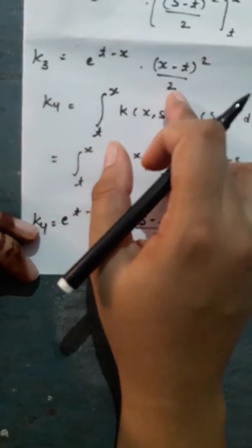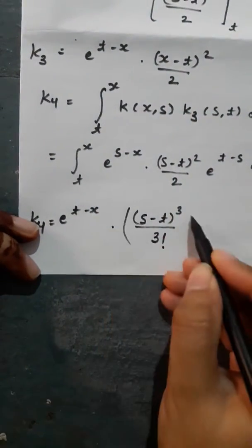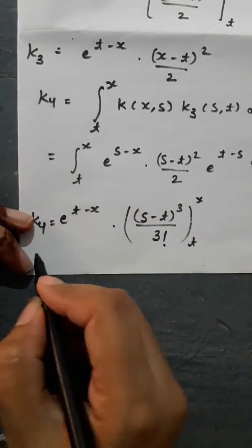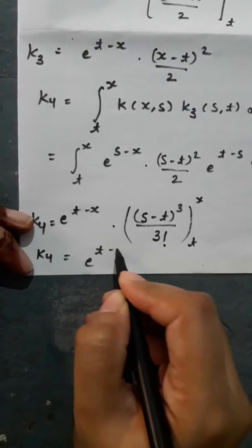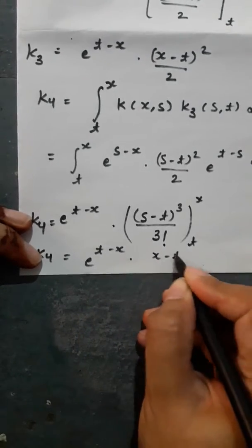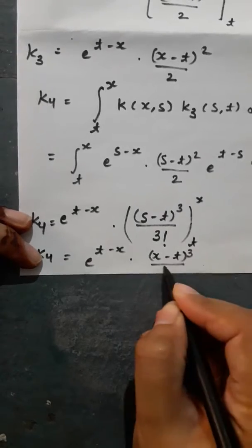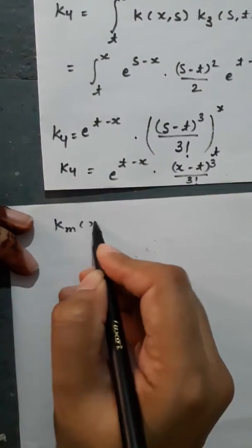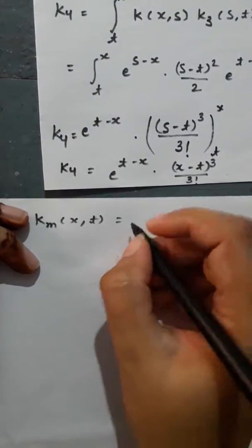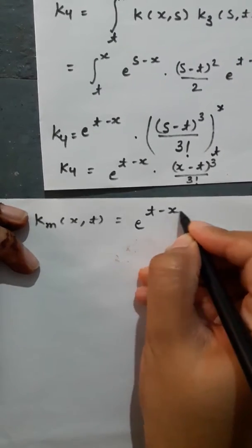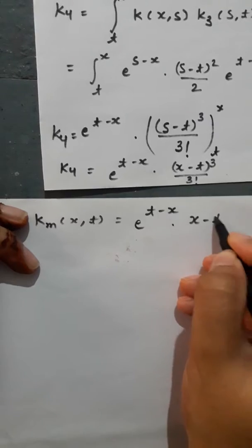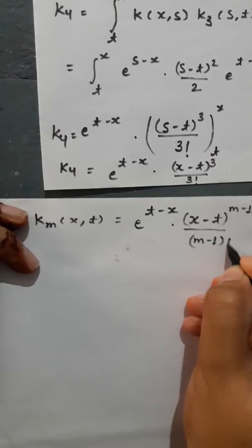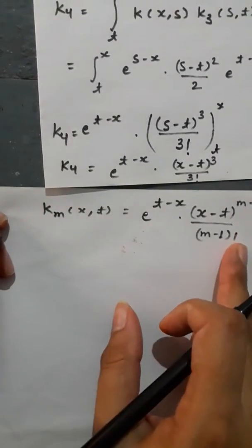You have k3 like this, (x minus t) square by 2. I need to put here the upper limit and lower limit also, t to x. So just applying the upper limit and lower limit, you will get k4 is equal to e to the power t minus x into (x minus t) cube by factorial 3, right? So can you generalize this? Km of x comma t will be e to the power t minus x into (x minus t) to the power m minus 1 upon m minus 1 factorial, correct? So you got km of x comma t.